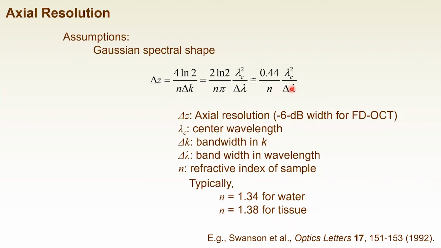This equation gives you 2 important points, and maybe 1 moderate point. The first point is that the practical resolution of OCT is inversely proportional to the refractive index of the sample. So the axial resolution normally becomes higher in tissue than in air.